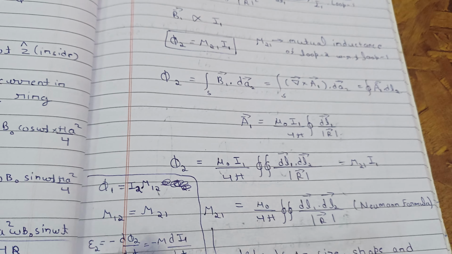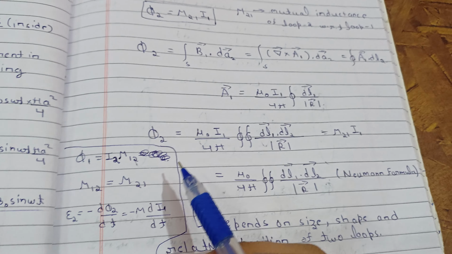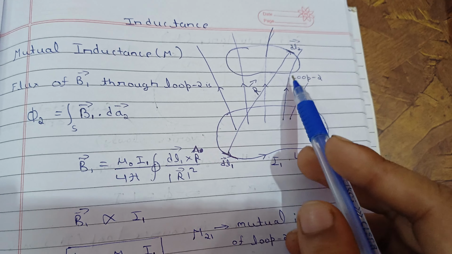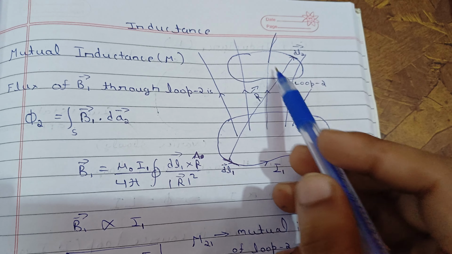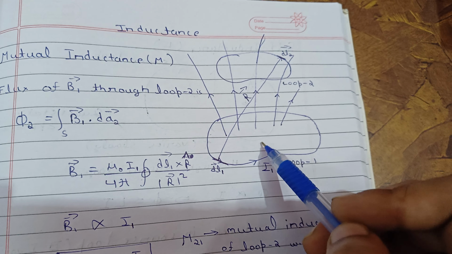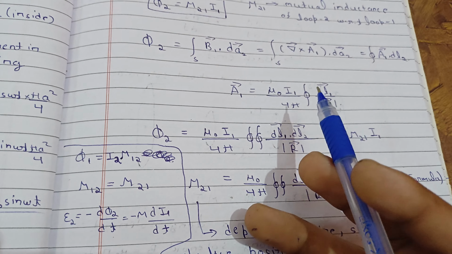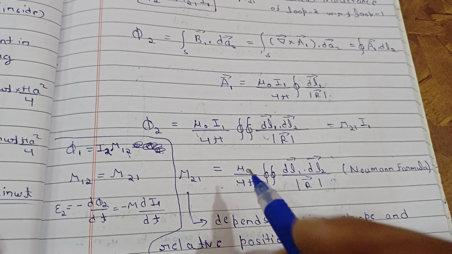That means flux will remain same. So you must remember this case, that you will need it in the questions: flux will remain same if this I1 current is passing through this loop and you need to find the flux through this one. So that will remain same, flux will remain same.